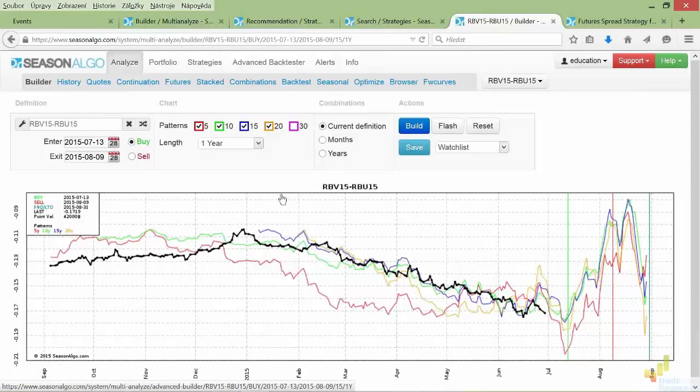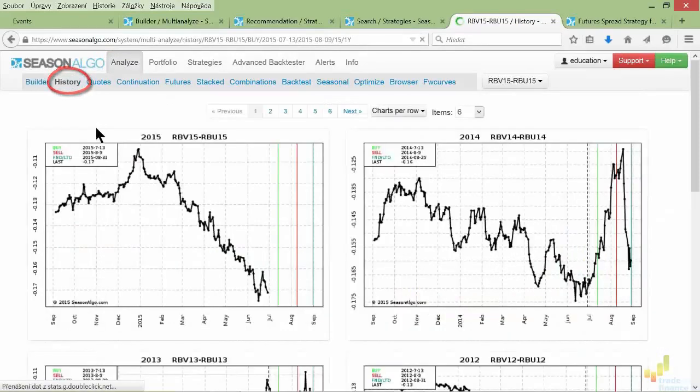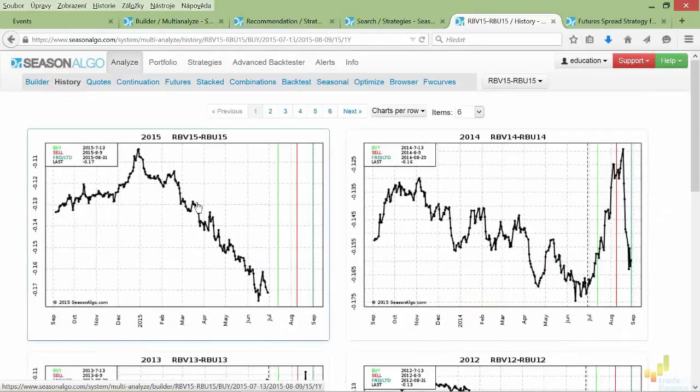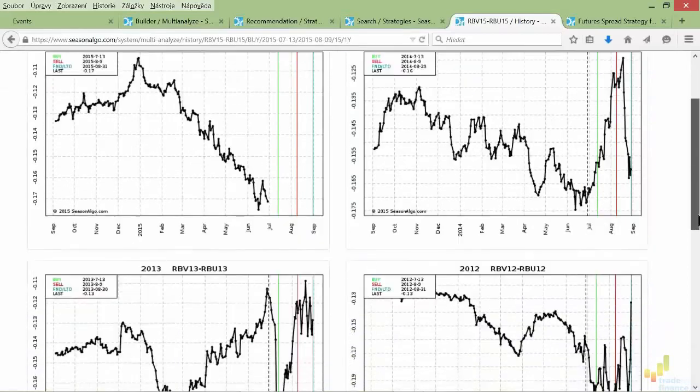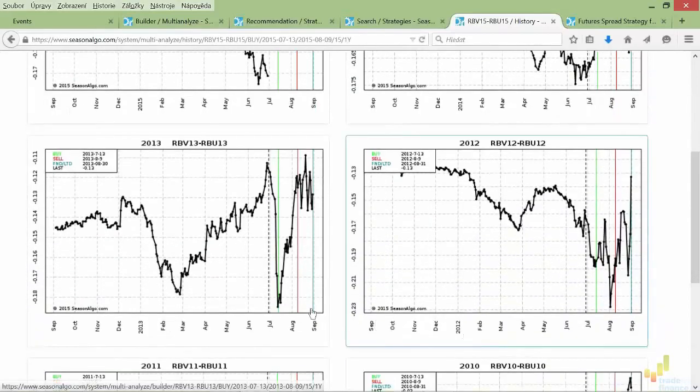For analyzing the spread, we can use the module Analyze, and we can go through different sections. Here, for instance, we can click on History, and we can see how these spreads developed in previous years. So this is how last year developed. You can see that it worked very well. The seasonality really worked wonderfully. And we can have a look at previous years.